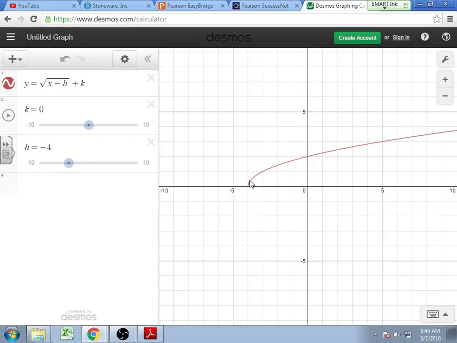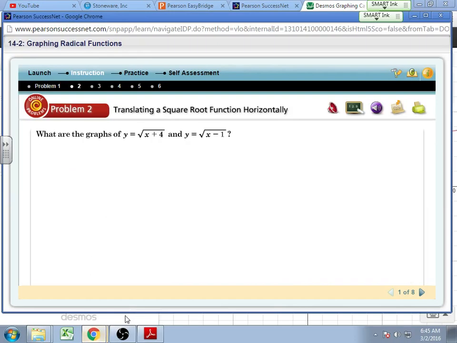So notice that my parent function had been right here starting at the origin. And when I make my h negative 4, which shows it being h plus 4, it's going to shift to the left. Again, you should remember that my horizontal shifts are always counterintuitive. If it's under the radical, it's a horizontal shift, and if it adds 4, it's going to shift to the left.